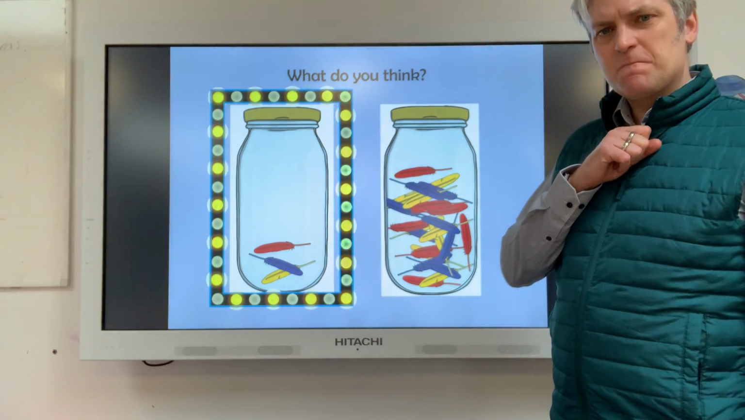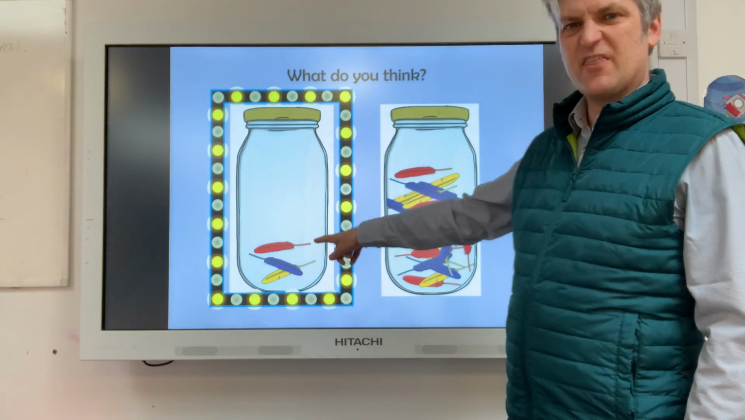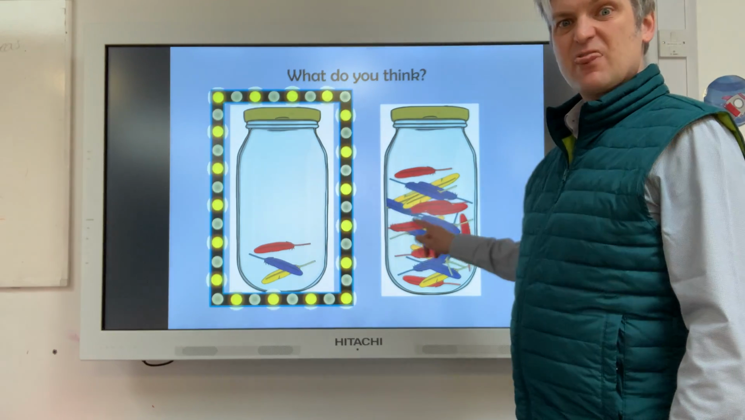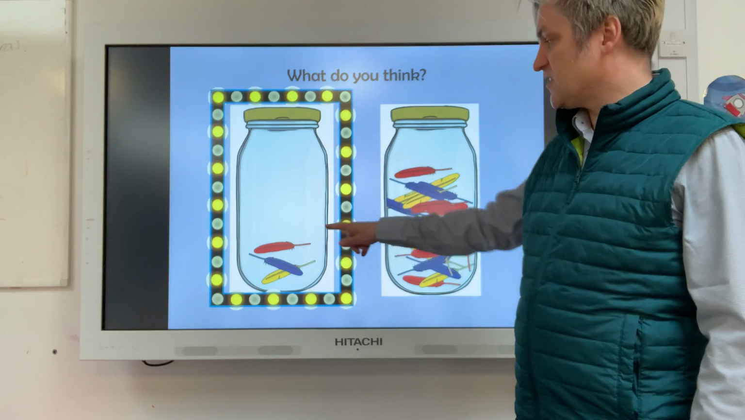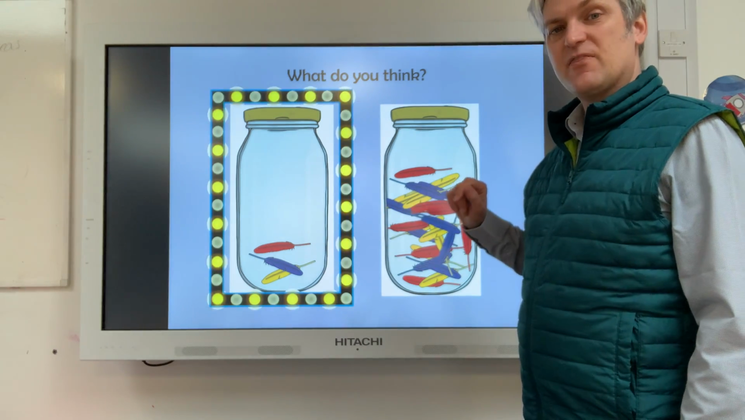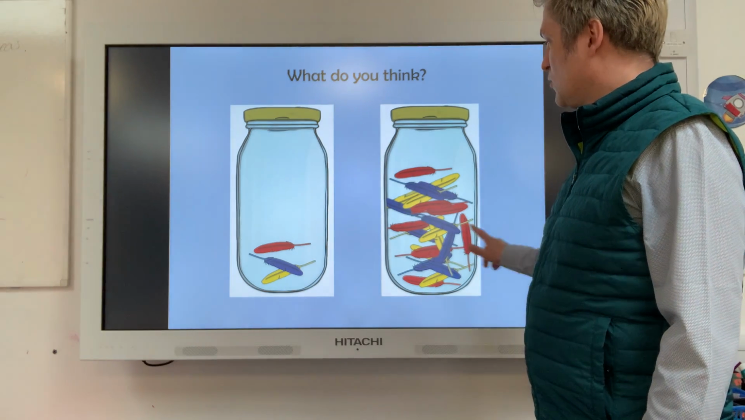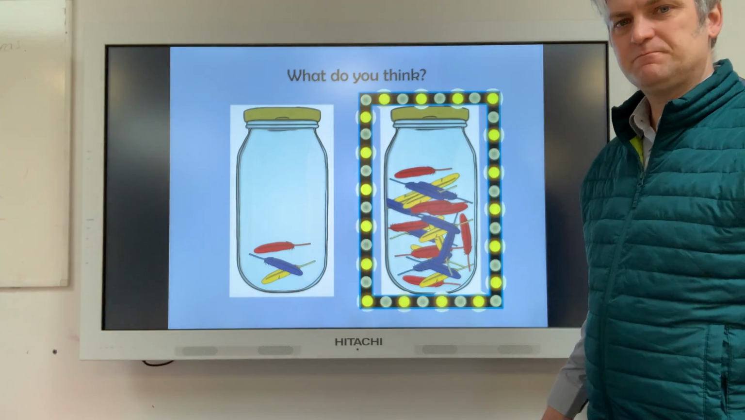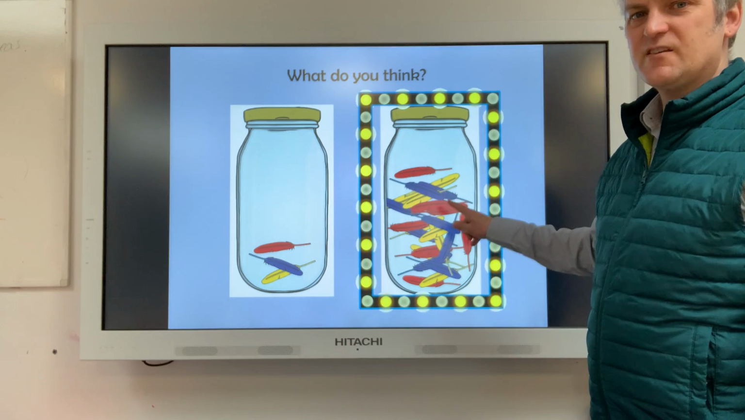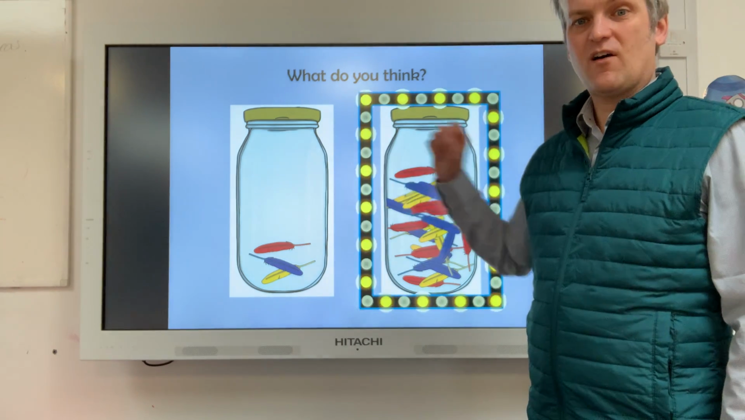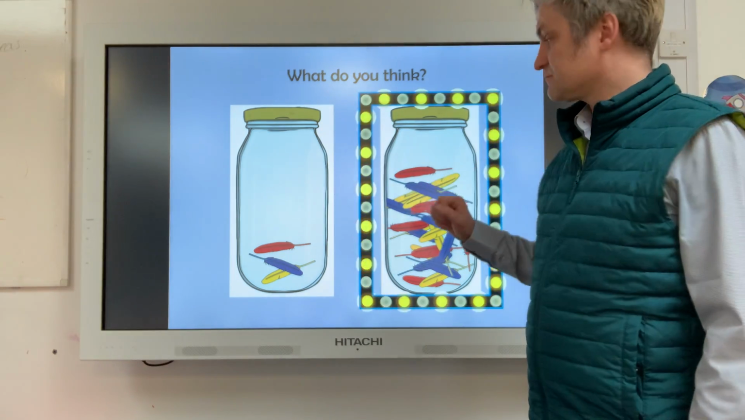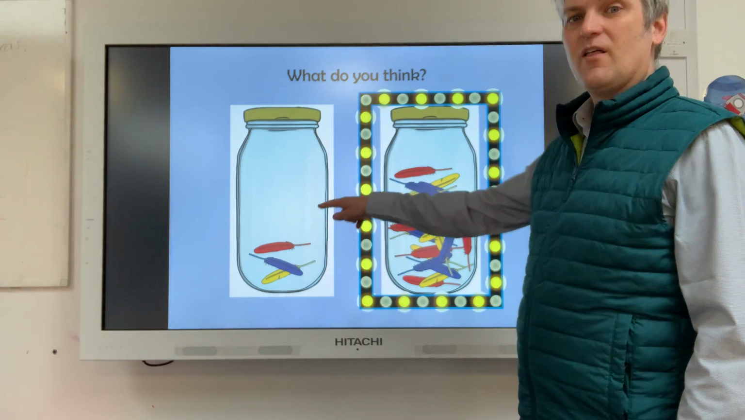What do you think? This jar has fewer than this jar, doesn't it? This jar has fewer than this jar because this has more. Okay, what about this time though? This jar has more than that jar, doesn't it? This jar is more than that jar.